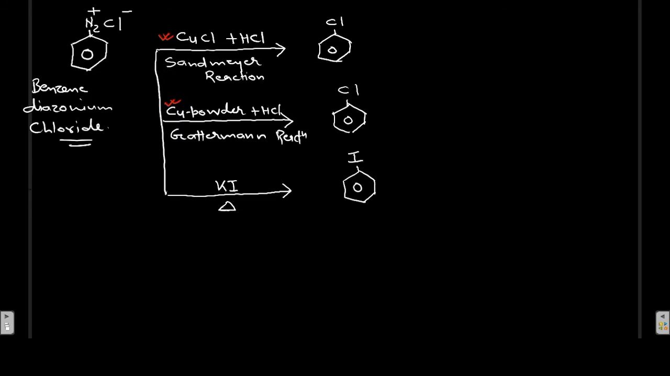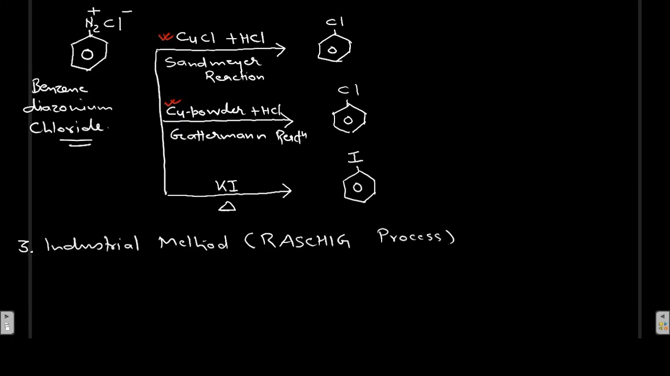And at last I am going to tell you for today one more method. The third one is called the industrial method. Industrial method means they can be prepared commercially, and that is called the Raschig process. Raschig process.